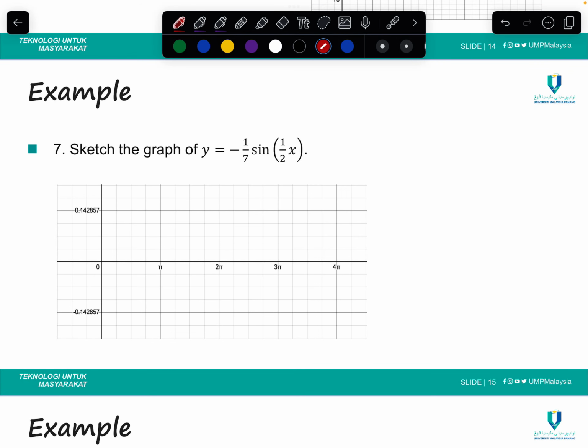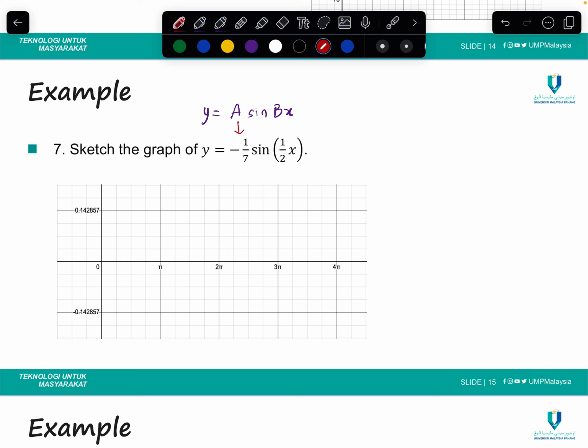Example 7, sketch the graph of this. Okay, now let's look at the format. This is in the form of y equal to a sine bx. Okay, we put bx because we see that there is a value in front of x.